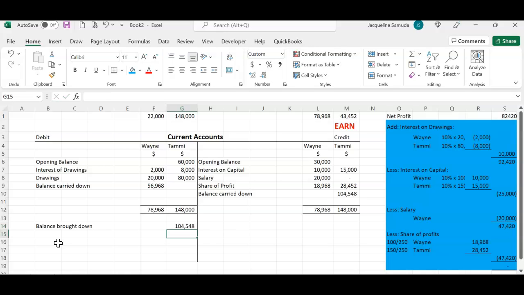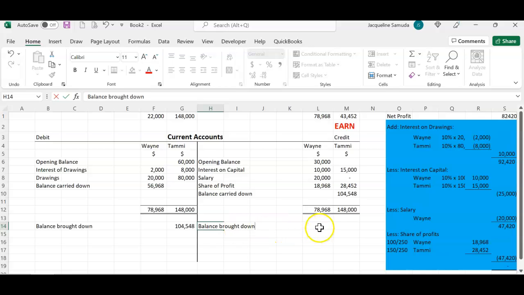Remember, previously it was 60. At the end of the year, it's now 104,548. For Wayne, his carry down balance was on the debit side, so his brought down balance is going to be on the credit side. So Wayne started the year with a credit balance of 30,000, and he ends the year with another credit balance of 56,968. So these are the new figures that will go in the statement of financial position.